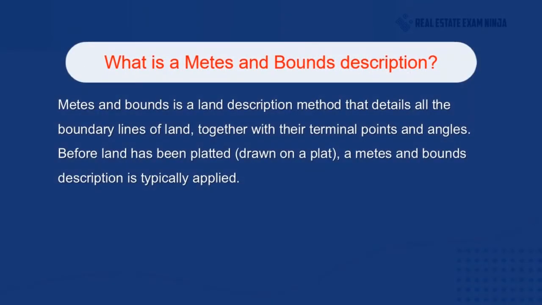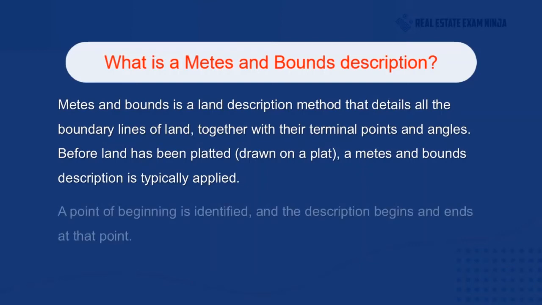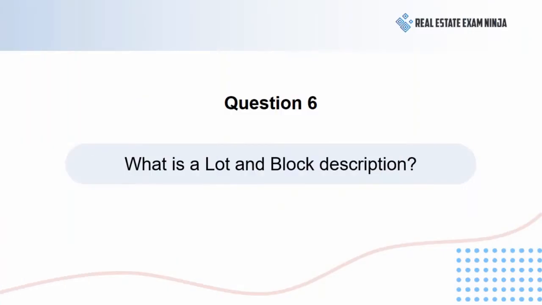Metes and bounds is a land description method that details all the boundary lines of land, together with their terminal points and angles. Before land has been platted, drawn on a plat, a metes and bounds description is typically applied. A point of beginning is identified, and the description begins and ends at that point.